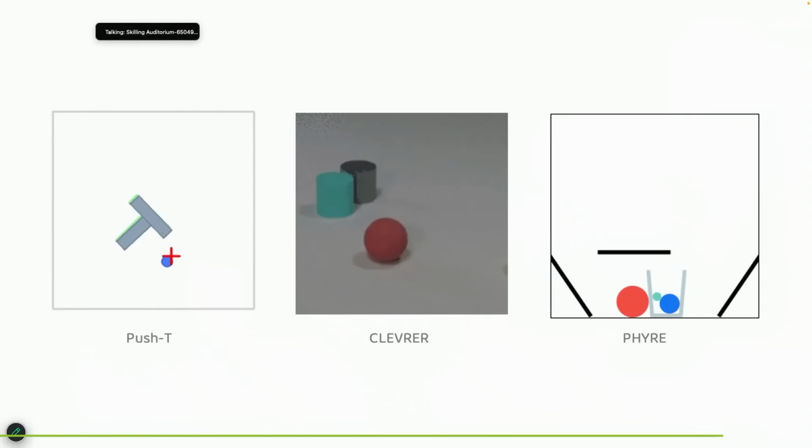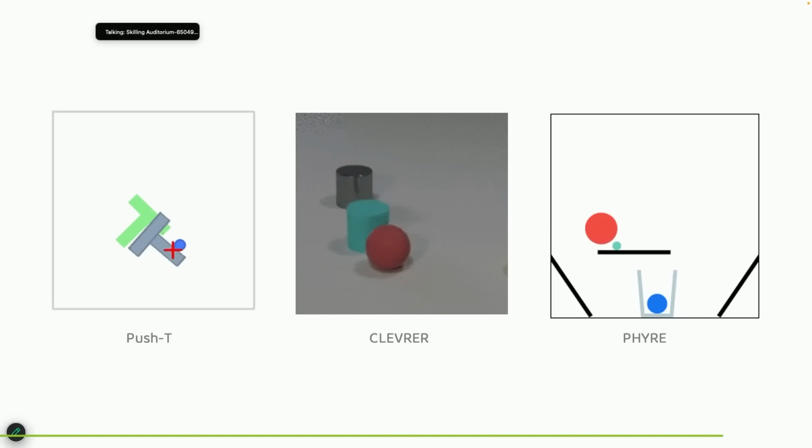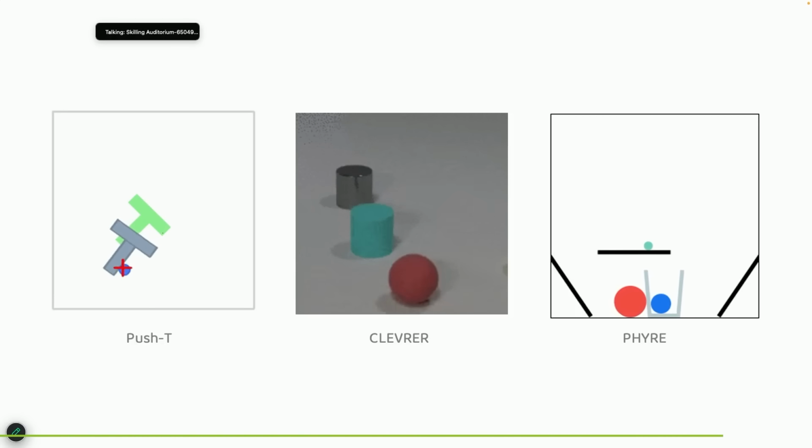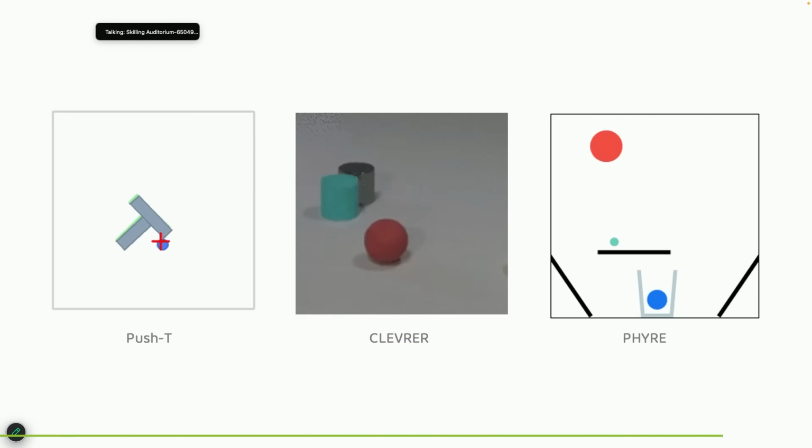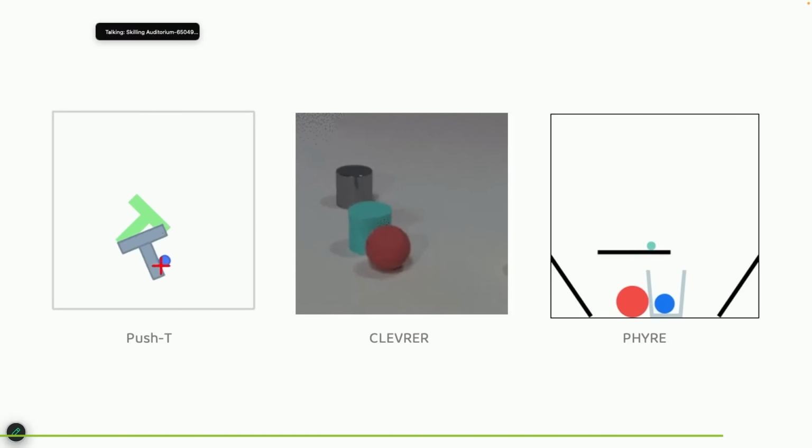These are three datasets that I picked to show today. The first one is Push-T, a pretty famous example in control experiments. The goal is you act on the blue ball, and you want to move the gray T block to perfectly overlap the green T.